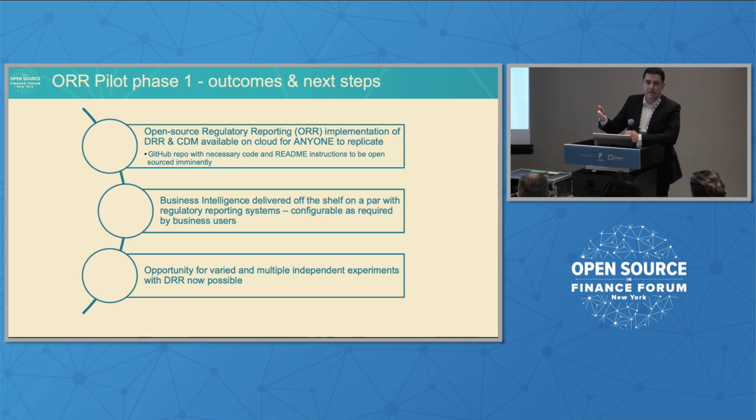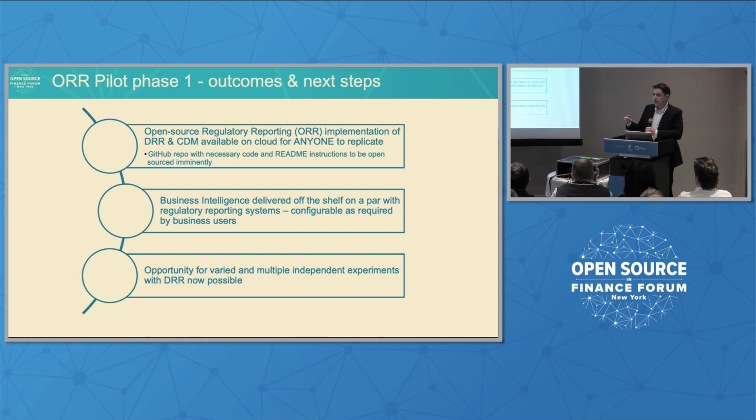Trying to speak to the business users is always important. So business intelligence, being able to track the performance of your reporting, that's delivered off the shelf on a par with regulatory reporting systems. Well, on a par, maybe I'm being a bit mean to the vendors. But we'll see what we were able to come up with really off the shelf.